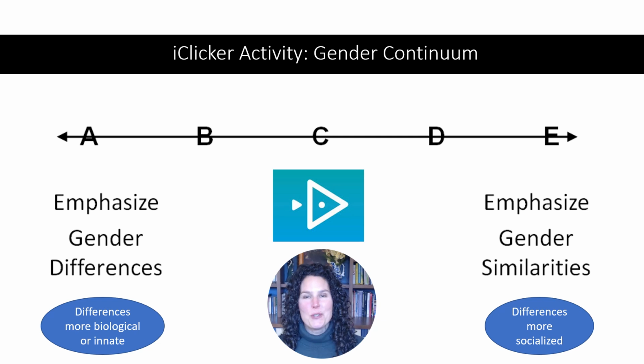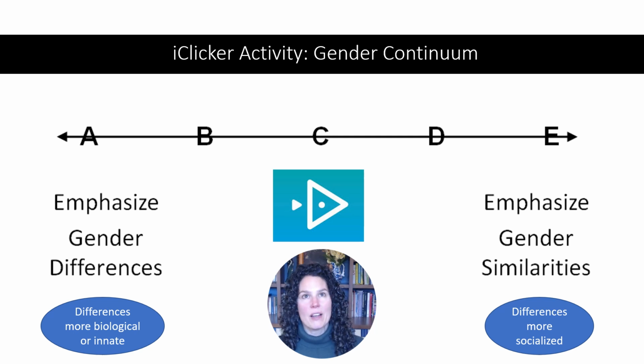So I'd encourage you to pause and think about where you stand in terms of gender difference and gender similarity. How do you see the world when you think about boys and girls, men and women, or cisgender, non-binary? How do you conceptualize it? Some people are thinking more like biological or innate gender differences. Some people are thinking, no, these are more socially constructed, and tend to think that we're more similar.